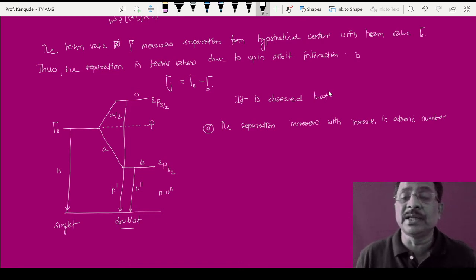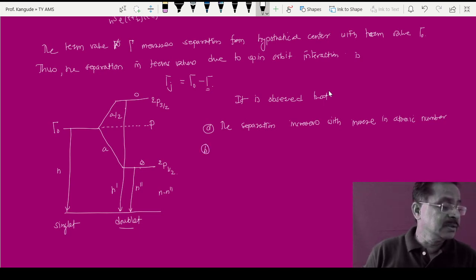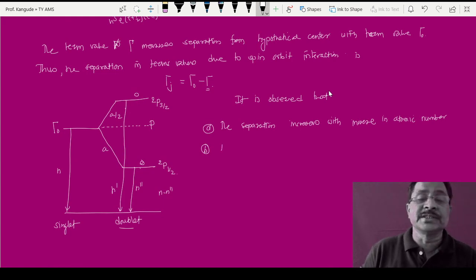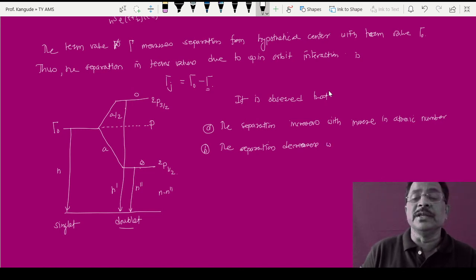So as we increase the atomic number, this spin orbit interaction separation increases. This is one observation. Second, the separation decreases with increase in principal quantum number, n.